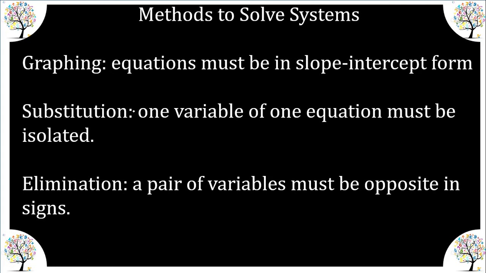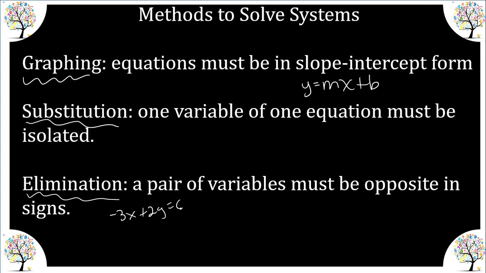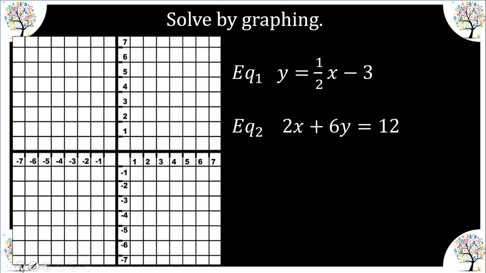Now there are three methods to solve a system. We can solve by graphing, where our equations have to be in slope-intercept form, y equals mx plus b. We can use substitution as one of the algebraic methods where one of the variables in one of the two equations is isolated. The second algebraic method of solving a system is elimination, and this is where we have to have a pair of variables that have to be opposite in sign, such as 3x plus 2y equals 6 and 3x minus 5y equals 12. We need a pair of opposite variables.